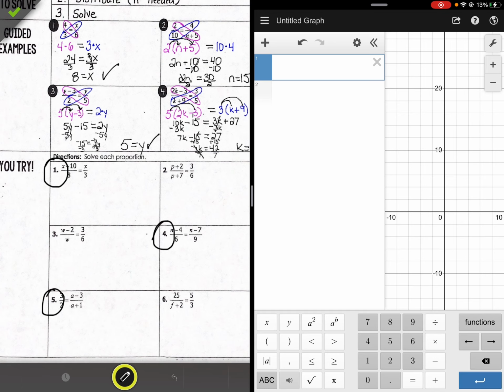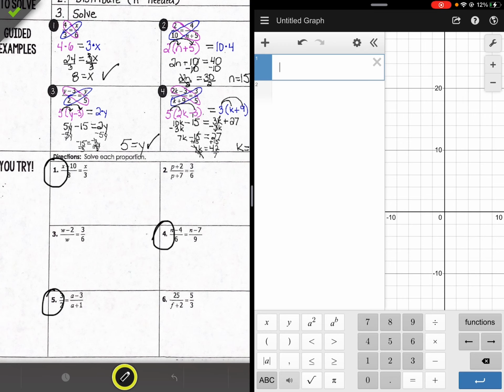Pause the video, try those, check them in Desmos. If you got them all right, you're done. You can go work on the practice. If you need to come back here and unpause the video and hit play so you can watch me work through these, then go ahead and do that.